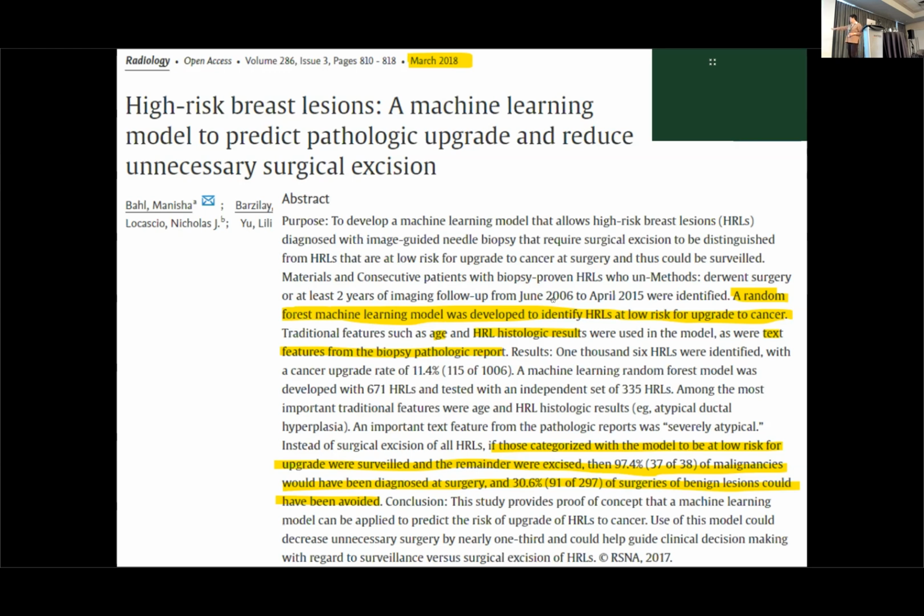And they found that if those categorized by the model to be at low risk for upgrade were surveilled and the remainder were excised, then 97% of malignancies would be diagnosed at surgery, and 30% of surgeries of benign lesions could be avoided. So basically you're trading one malignancy getting missed for saving 91 unnecessary surgeries.